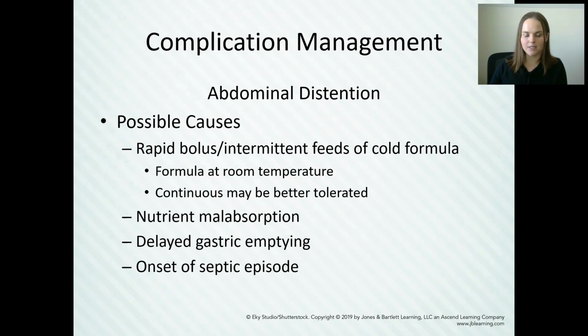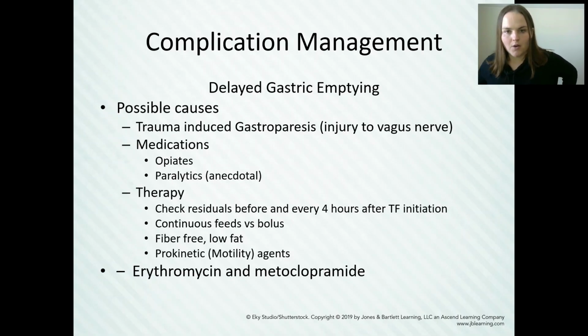And then, of course, continuous feeding might be a better option if a patient is having frequent abdominal distension. Other causes of abdominal distension are malabsorption, delayed gastric emptying, and the onset of sepsis, which could cause abdominal distension as well, and that wouldn't be related to the feeding tube. Okay, so some complications related to delayed gastric emptying. Gastroparesis is probably one of the more common ones, and that could be related to diabetes, but it also could be an injury to the vagus nerve through surgery or trauma.